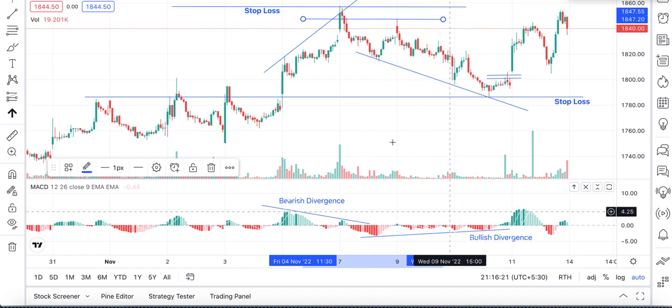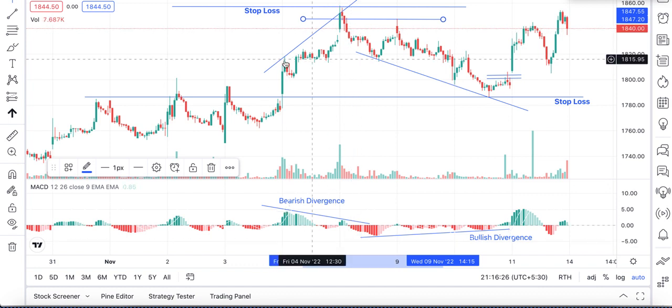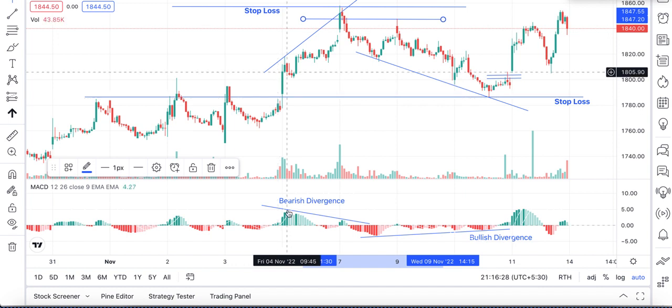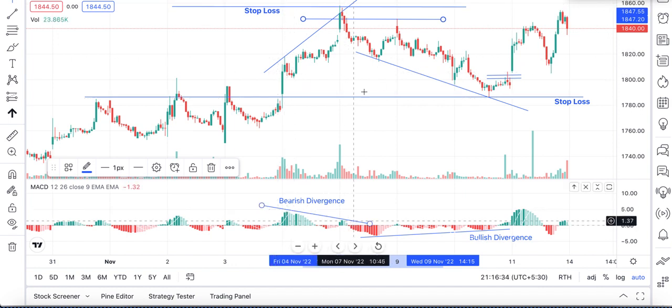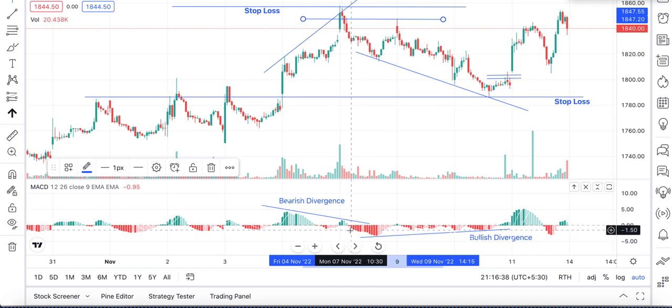Now coming back to this, once you've seen a particular divergence happening, in this case a bearish divergence, where you see the price increasing and the MACD indicator histogram losing momentum, you have to wait for the histogram to turn red. That will be the first indication that you might see a potential opportunity to take a position.